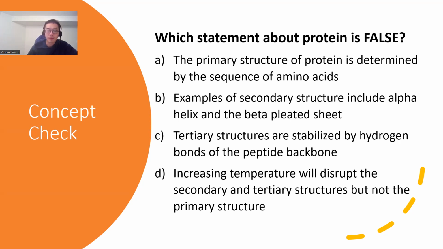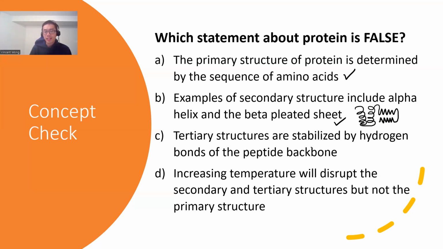Okay, so let's see. We're looking for the false statement. First one: primary structure of a protein is determined by the sequence of amino acids. That is correct. That is precisely what primary structure is. You read the order of the amino acids in the chain. That is your primary structure. Example of secondary structure includes alpha helix and beta sheets. So remember these little spirals and the zigzag, that's the secondary structure, right? So that is also a correct statement. We're not going to choose that.